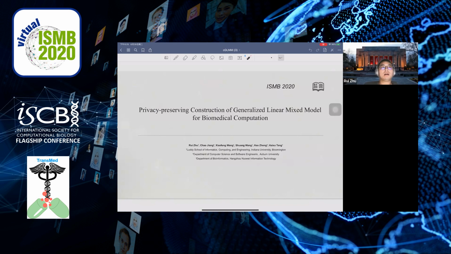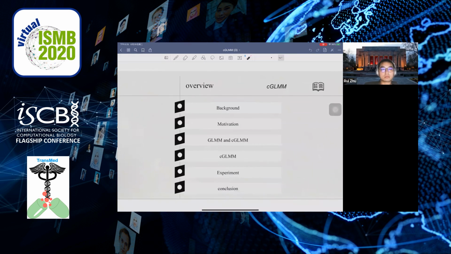Today, I'm going to talk about our recent research, privacy-preserving construction of generalized linear mixed model for biomedical computation. We're going to talk about the background about generalized linear mixed model and GWAS first, and then we'll talk about the motivation of this research. And then we will give the big picture about the workflow of GLMM and CGLMM. And then we will give more detail about our main contribution, CGLMM. And then we will talk about our experiment results. The last one, we're going to talk about the conclusion.